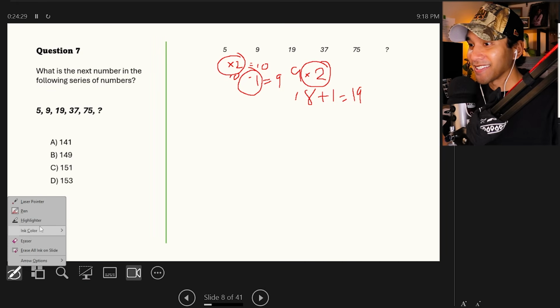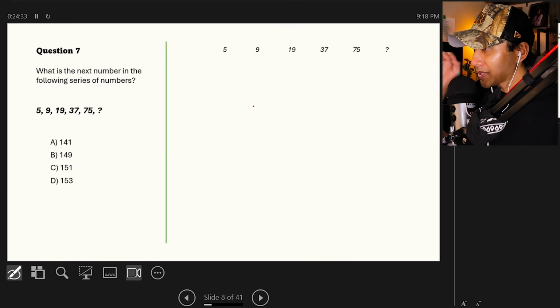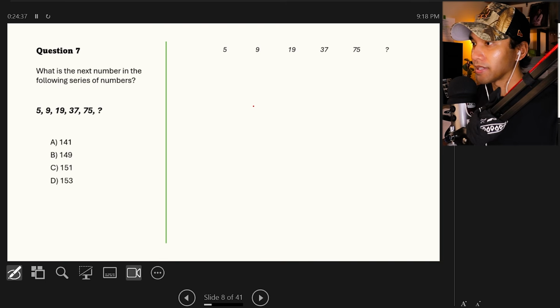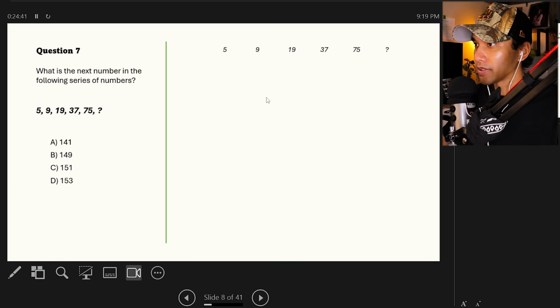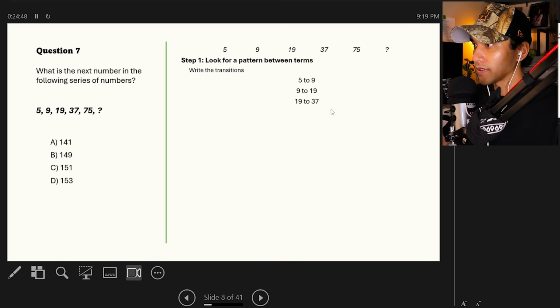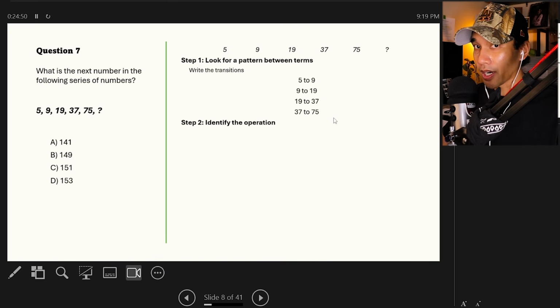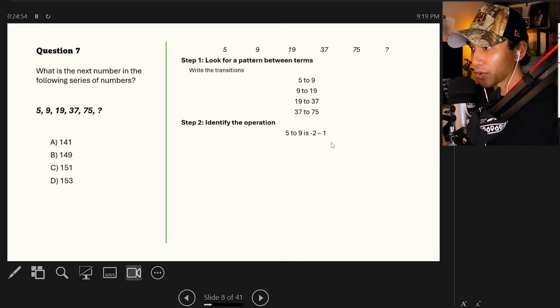Anyway, erase all that. What I'm trying to get at is sometimes there will be two operations that you have to figure out within the series of numbers. So let's go see what this says. Look for a pattern between the terms. Write the transitions, okay? Identify the operation. 5 to 9 is times 2 minus 1.